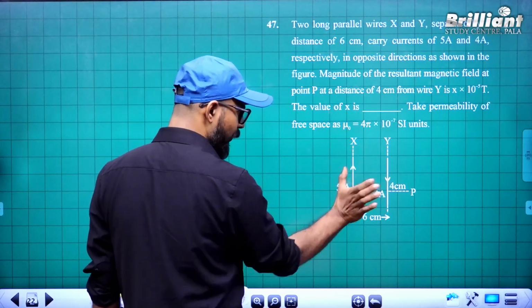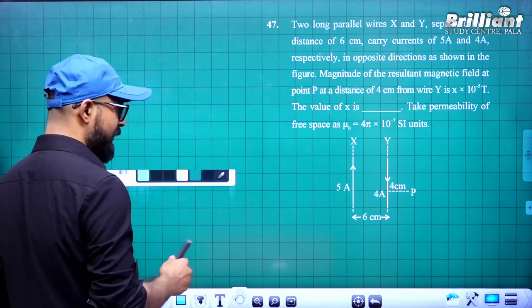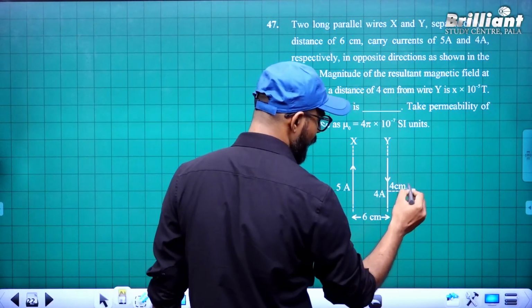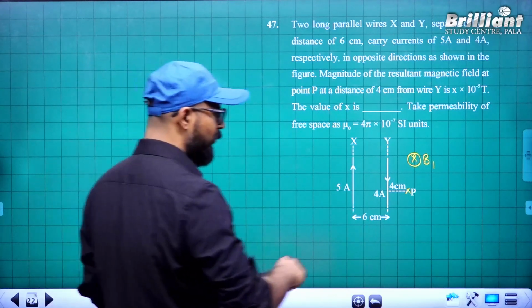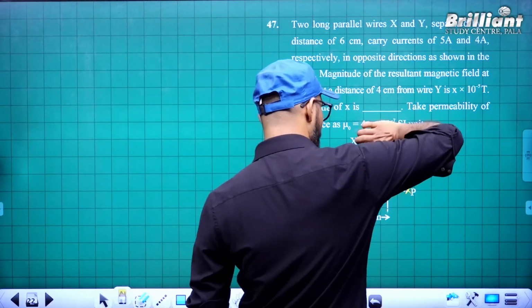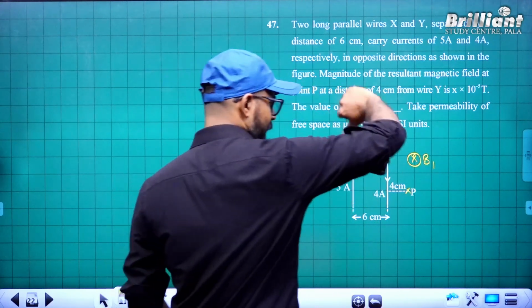So current is upward and my fingers are curling in. It is entering here. Clear? Since it is entering, we can say the first magnetic field is cross magnetic field B1. And the magnetic field because of the other wire, you can see it's downward. So you can see the fingers enter from here and then come out from here.